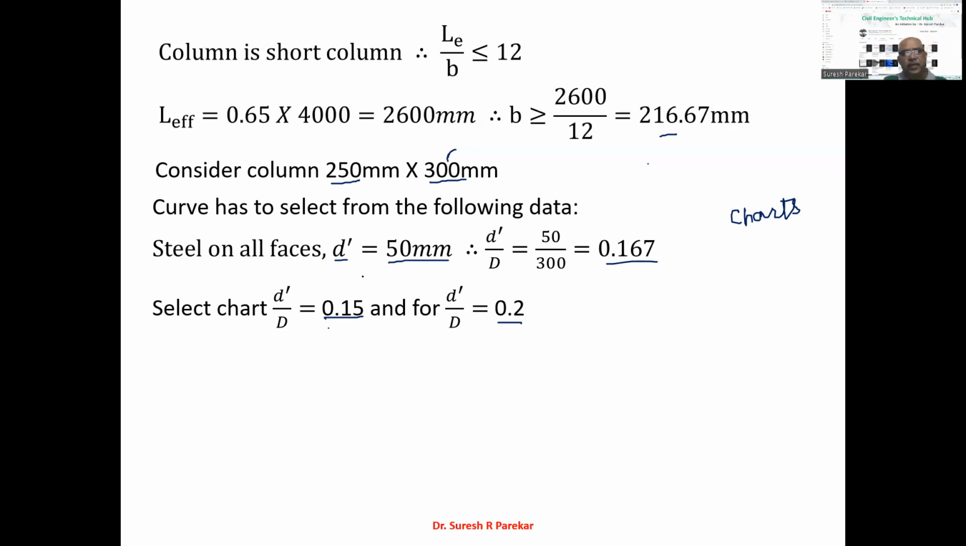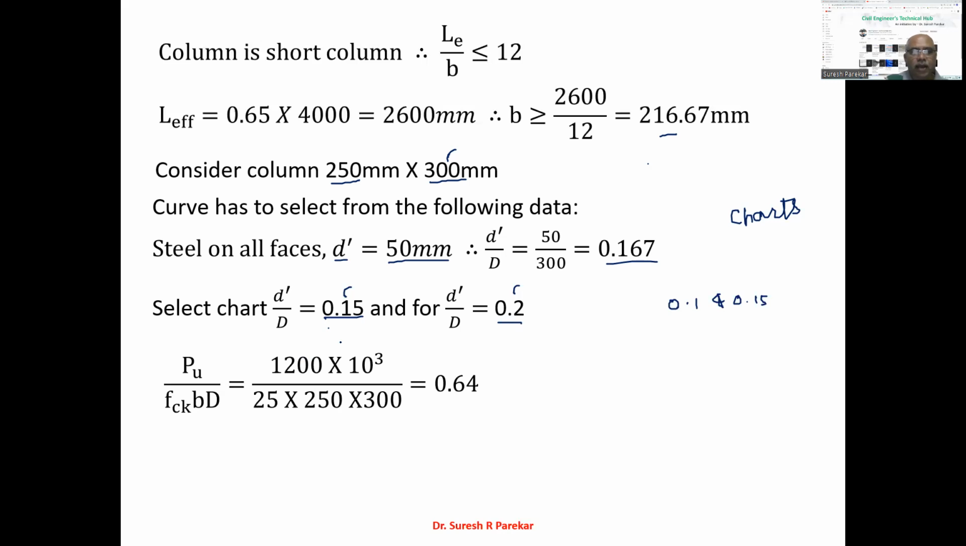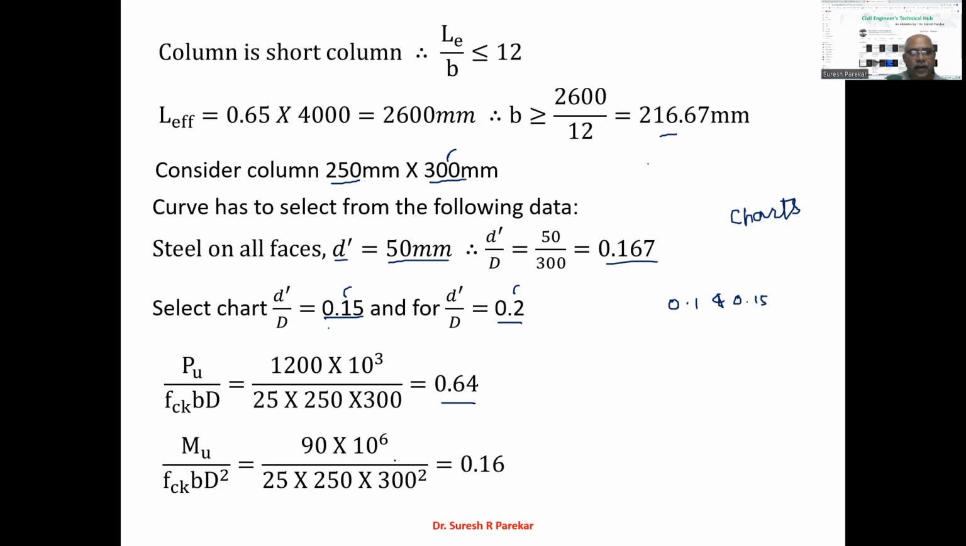You have to assume d' and column dimension in such a fashion that your value lies between 0.15 and 0.2. Charts are given likewise; if charts are given between 0.1 and 0.15, your value should be between 0.1 and 0.15. Then we have Pu upon fck bD, and from this we get 0.64. Then Mu upon fck bD squared is 0.16.